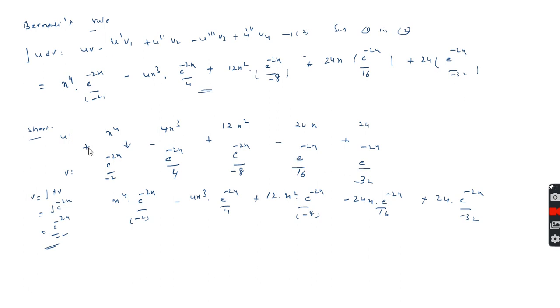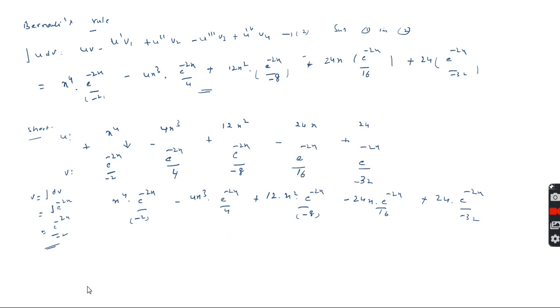And we apply the signs plus, minus, plus, minus, plus. We multiply: x power 4 into e power minus 2x by minus 2, minus 4x cubed into e power minus 2x by 4, plus 12x square into e power minus 2x by minus 8, minus 24x into e power minus 2x by 16, plus 24 into e power minus 2x by minus 32.